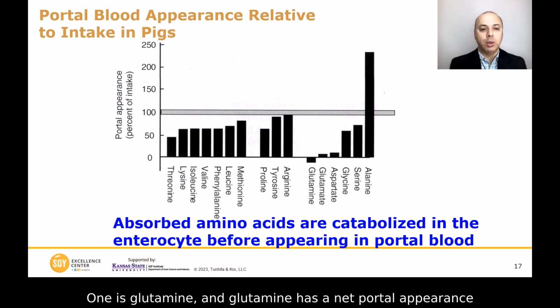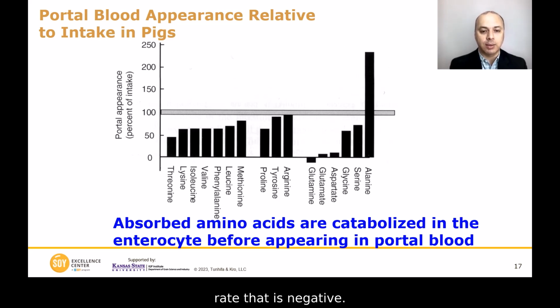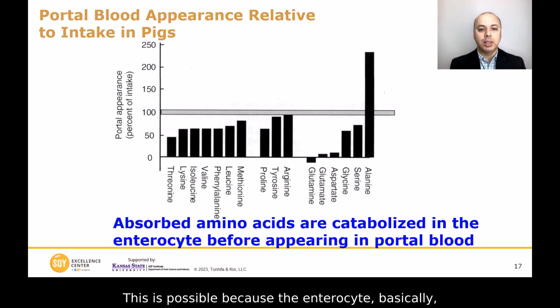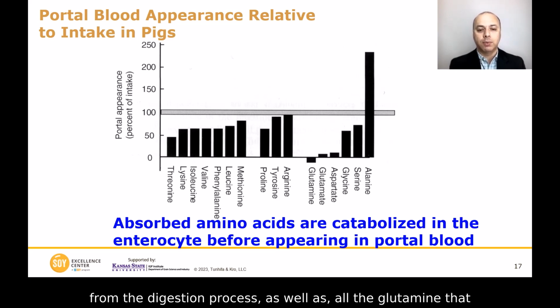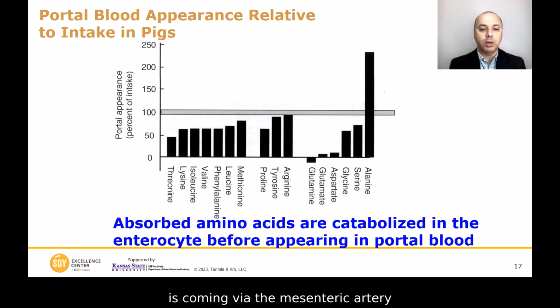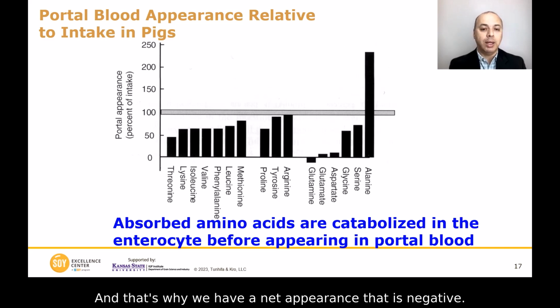One is glutamine, and glutamine has a net portal appearance rate that is negative. How is this possible? This is possible because the enterocyte is basically using all the glutamine that is coming from the lumen of the intestine from the digestion process, as well as all the glutamine that is coming via the mesenteric artery, for its own metabolic purposes. And that's why we have a net appearance that is negative.